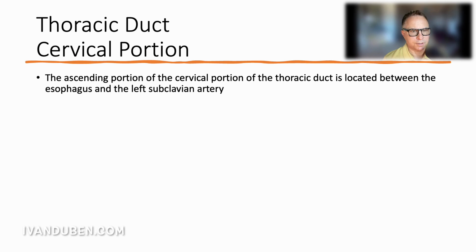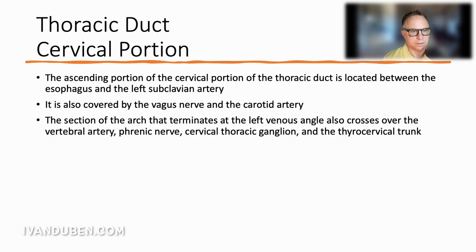The ascending portion of the cervical portion of the thoracic duct is located between the esophagus and the left subclavian artery. It is also covered by the vagus nerve and the carotid artery. The section of the arch that terminates at the left venous angle also crosses over the vertebral artery, phrenic nerve, cervical thoracic ganglia, and the thyrocervical trunk. So you can see the importance of that area.